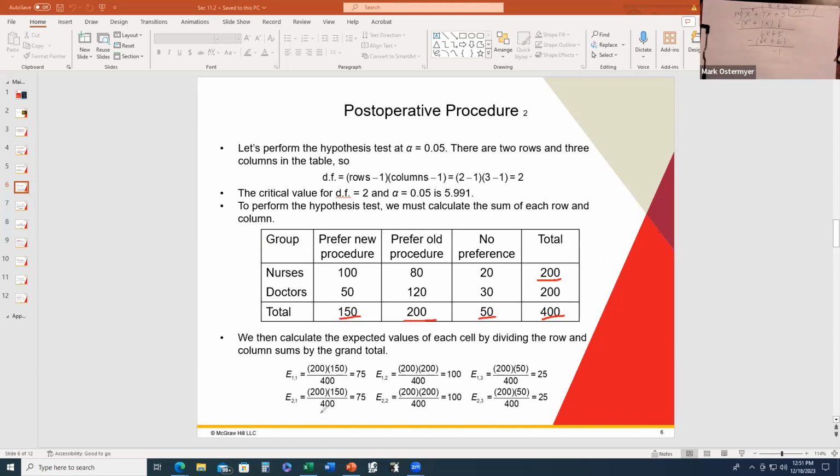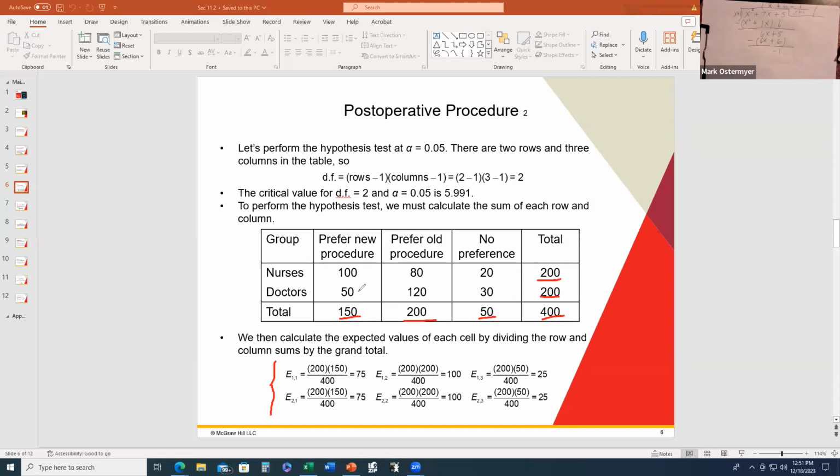The 2-1 expected frequency is 75, found by taking the row 2 total times the column 1 total. So 200 times 150 divided by 400 gives you 75. The 2-2 expected frequency is 100, and the 2-3 expected frequency is 25. Do we understand how we computed these 6 expected frequencies, one for each cell?